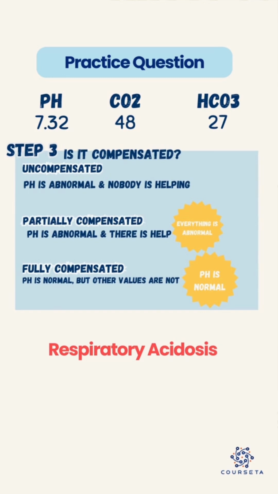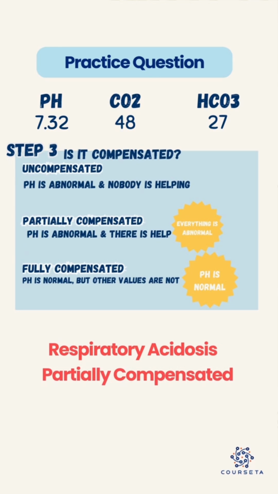Okay, we look here, pH is abnormal, CO2 is abnormal, HCO3 is abnormal. Everything is abnormal. What's that rule? It means that this is partially compensated. Okay, so respiratory acidosis, partially compensated.